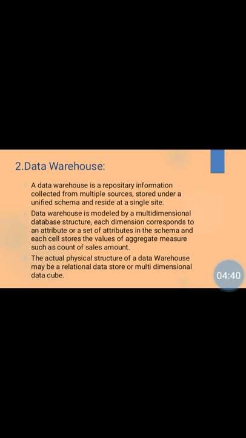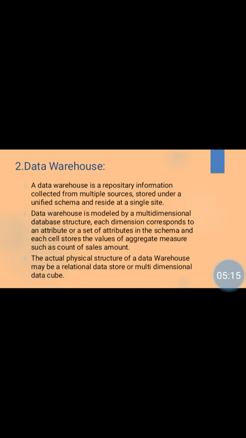And also a data warehouse is modeled by a multi-dimensional database structure. Each dimension corresponds to an attribute or a set of attributes in the schema. Okay, each cell stores an aggregate measure value, such as count or sales amount. This is an example of aggregate. Already I told you aggregation operations are sum, min, max, count. These are some of the aggregation operations. So we can calculate or evaluate the multidimensional database structure by using the aggregate measure.